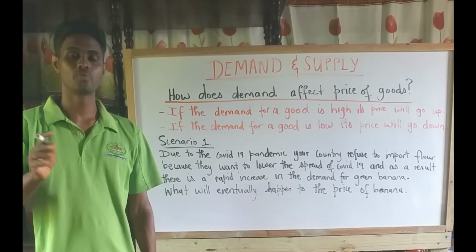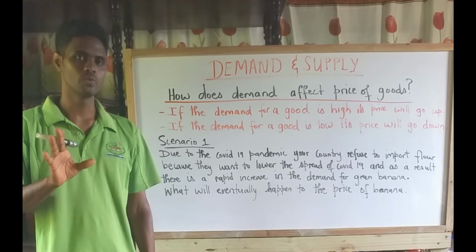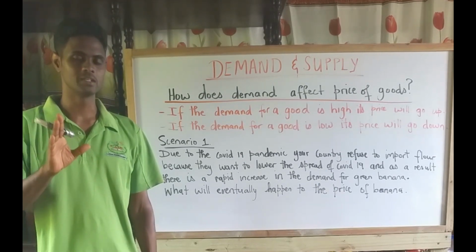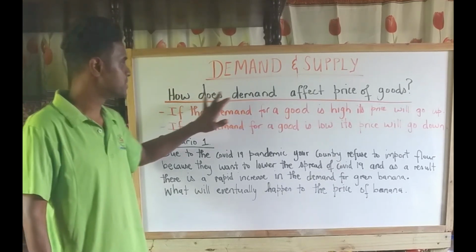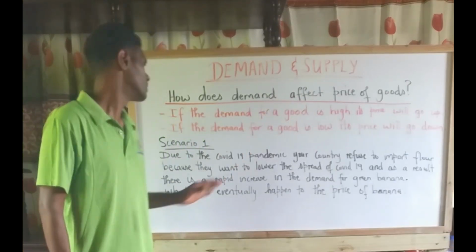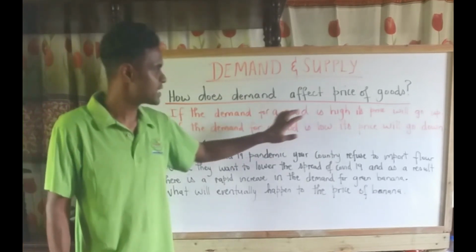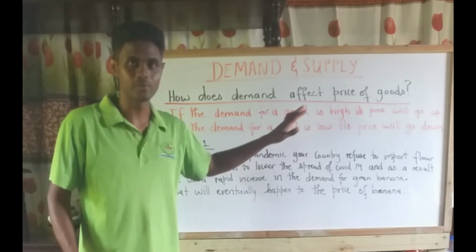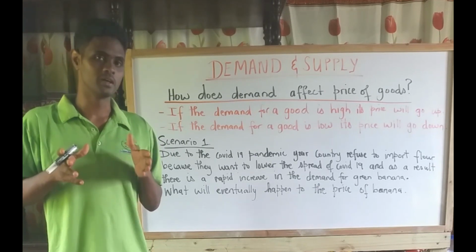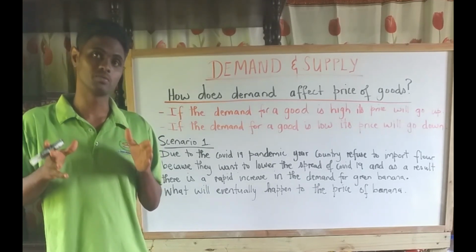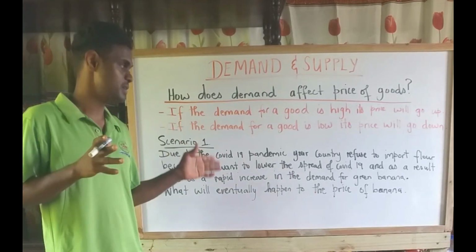Previously, we looked at how price may affect demand and supply for goods. However, what we're going to do now is look at how demand and supply affect the pricing of goods. So the question is, how does demand affect the price of goods? There are two possible ways. One, if the demand for a good is high, its price will go up. So if a lot of persons want to buy a particular good, then the price of that good will eventually go up. And I'll explain that further.